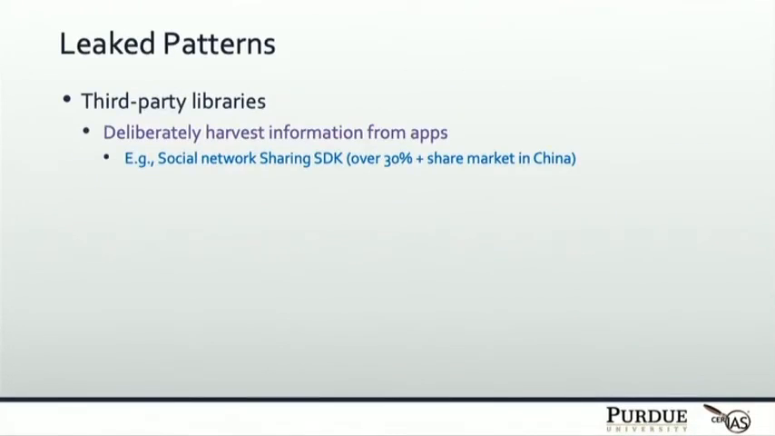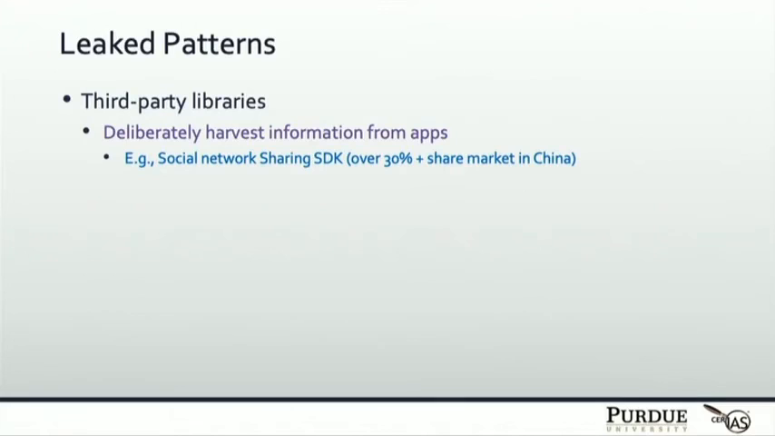Okay, so from the ways these libraries interact with their hosting apps, we summarize their leakage patterns into the following different types. First, as shown in our motivating example, some third-party libraries are deliberately harvesting information from apps. This sensitive data could be leaked out without developers' attention, not to mention the user's awareness.